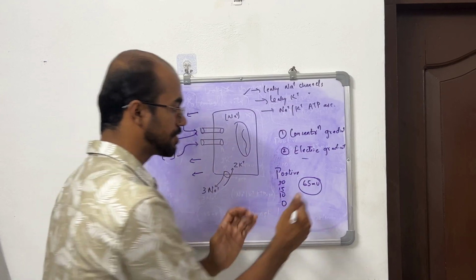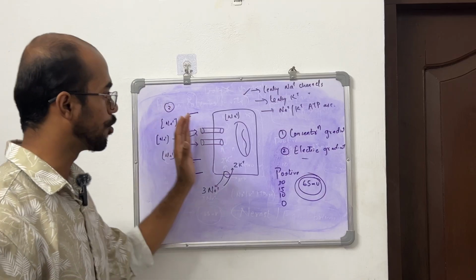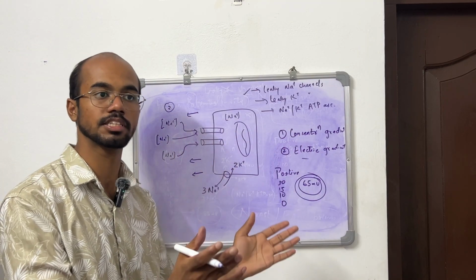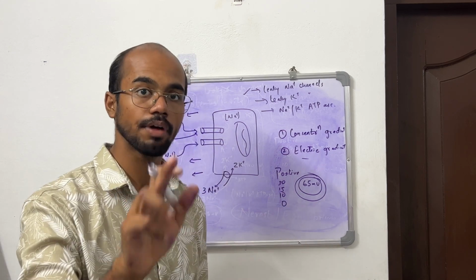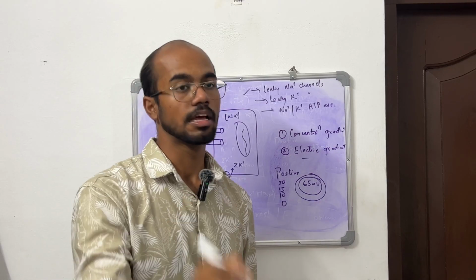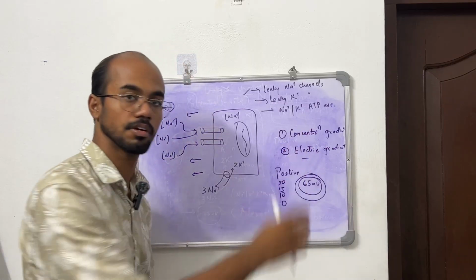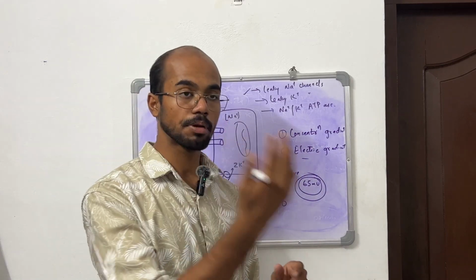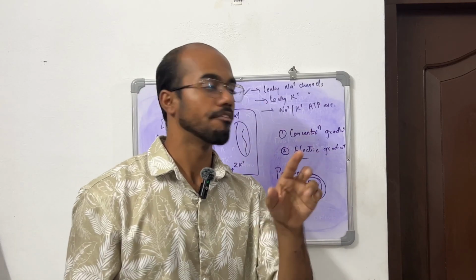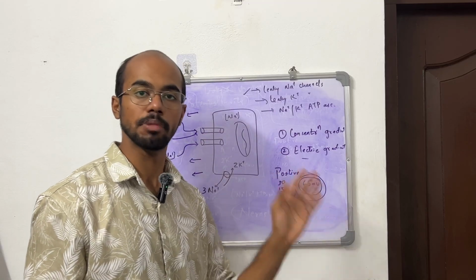This 65 millivolt potential, where the net movement of sodium is zero due to the concentration gradient and electric gradient being equal to each other and cancelling out each other, is referred to as the Nernst potential or equilibrium potential for sodium. Earlier we discussed the Nernst or equilibrium potential for potassium. This is sodium. Okay, so what was the equilibrium potential for potassium? It was negative 85, whereas the Nernst potential for sodium is around 65 millivolt.